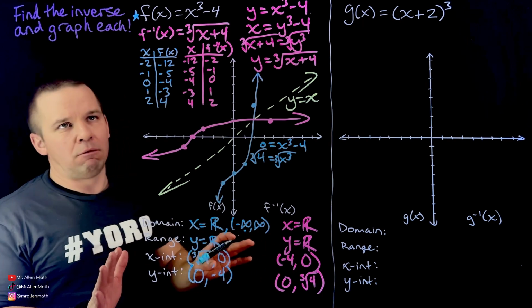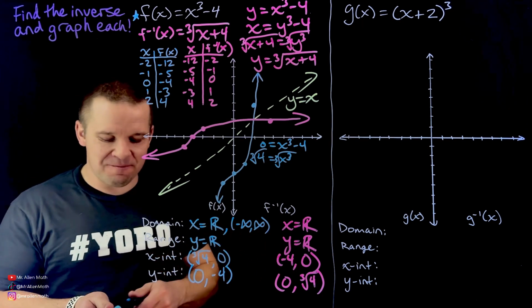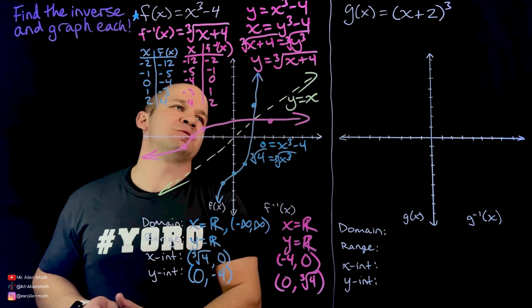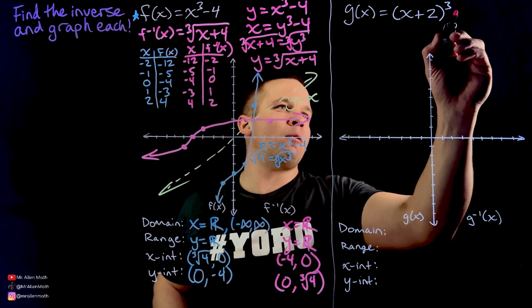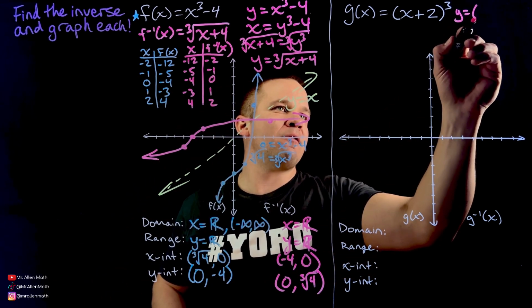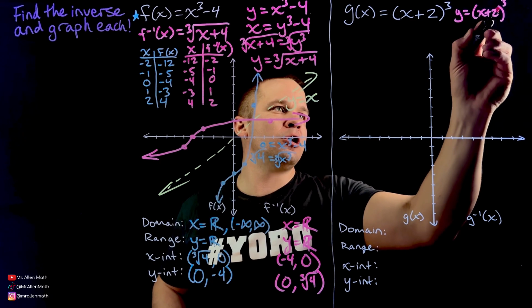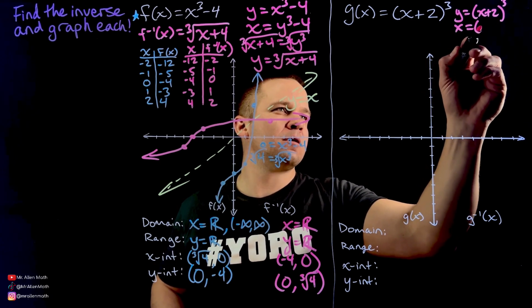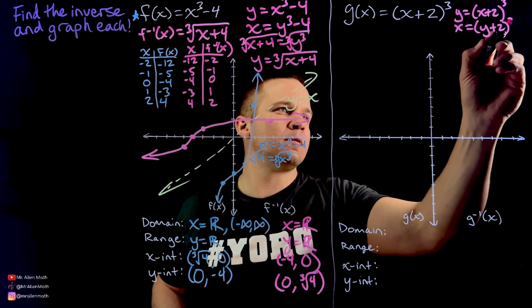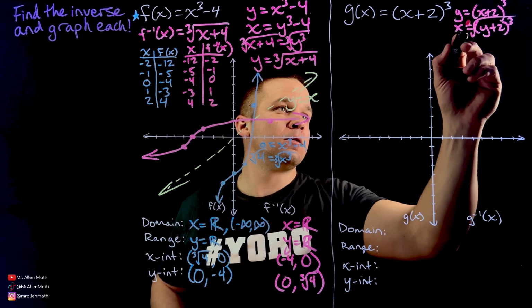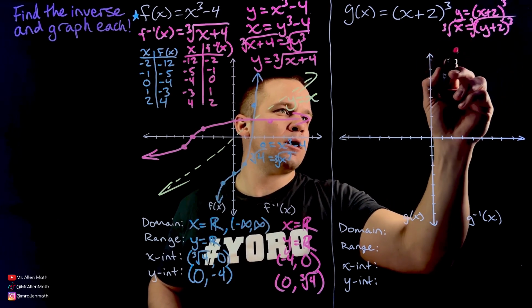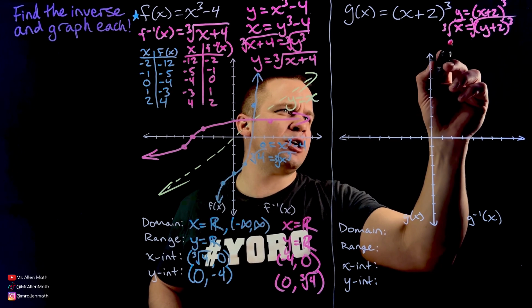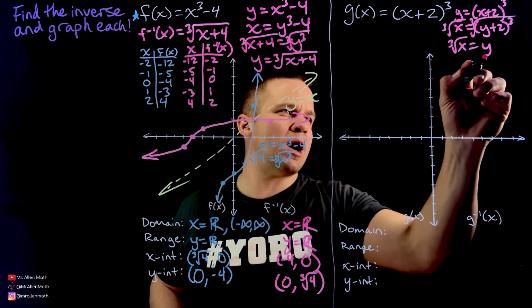All right, now we're good, okay? Let's find the inverse of this one here. So we'll start out the same way. I've got y equals, and then we have x plus 2 cubed. Swap my x's and y's here. X equals, and then I got a cube root. So we get, let's see here, cube root of x equals y plus 2.